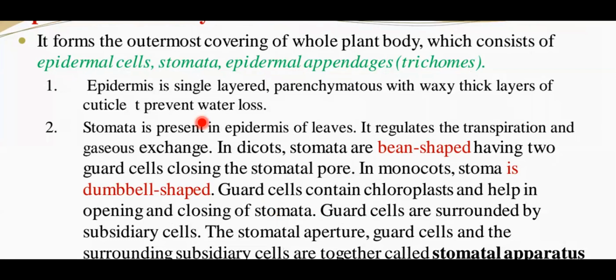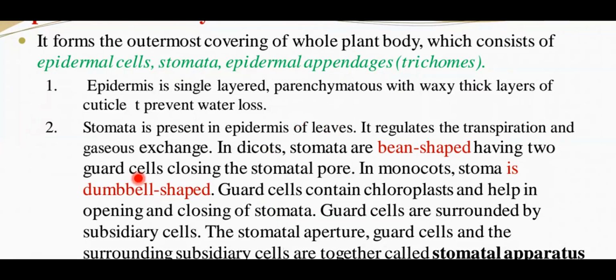So epidermal cells, what is this epidermal cell? Epidermis is formed of this, and it is made up of an elongated, compactly arranged single layer structure. Parenchymatous cells will be there, which usually form a continuous layer. These cells basically have a waxy thick layer, the cuticle, to prevent water loss, and the cells also show the presence of a large vacuole. Okay, and coming to the next thing, that is the stomata.